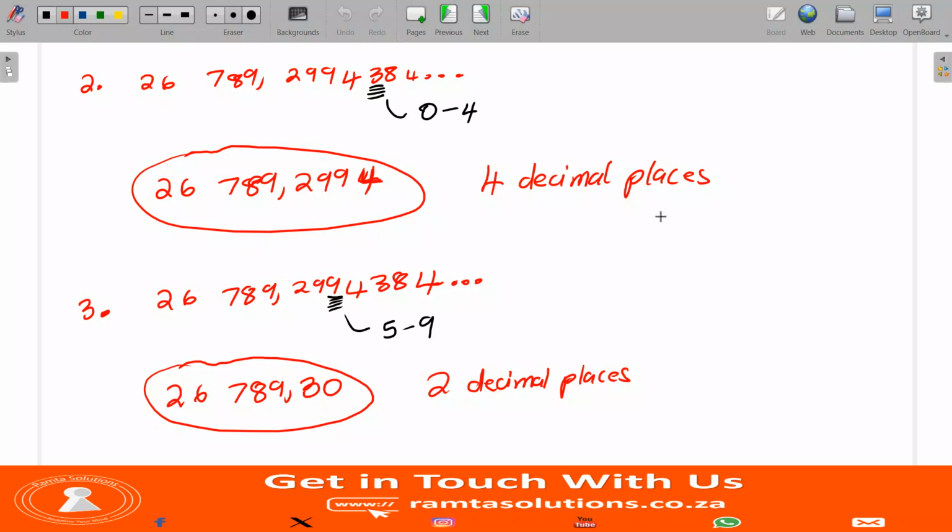So this is it, guys. This is how you round off your decimal places.